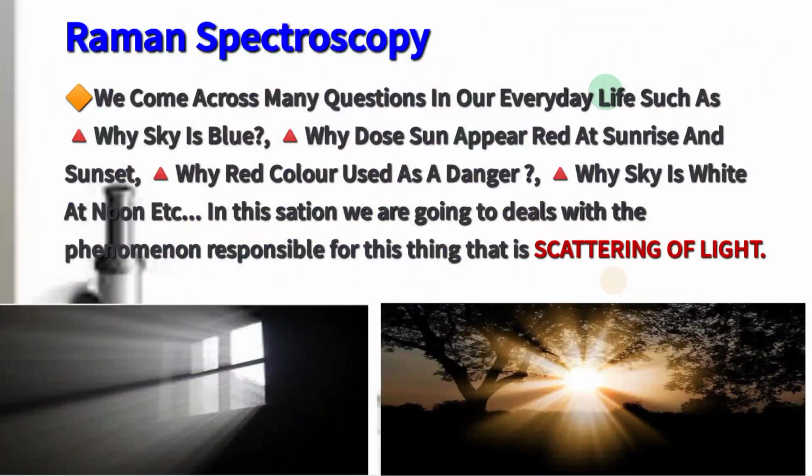Now, before we proceed further, we will learn what this scattering effect is. We come across many questions in our everyday life, such as why the sky is blue, why the sun appears red at sunrise and sunset, why red color is used as a danger signal, why the sky is white at noon, etc. In this section, we are going to deal with the phenomenon responsible for this, that is scattering of light.